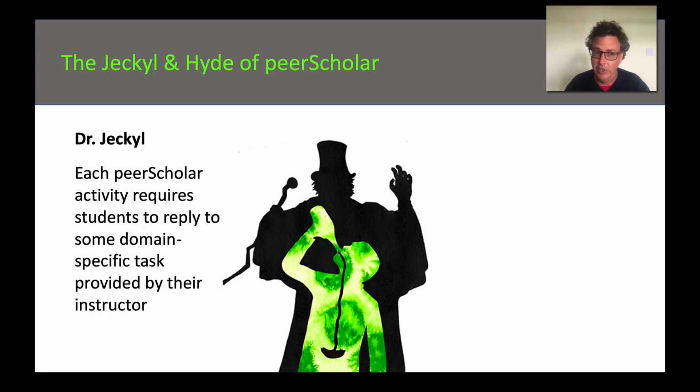So, if it's a critical analysis, this is going to change dramatically depending on whether it's a physics course or a philosophy course or a nursing course or whatever, right? Students are going to be asked to do very different things. And so a lot of variability in this aspect of the peerScholar task. But once they do that, so you can kind of associate Dr. Jekyll with phase 1 of peerScholar, the create phase, right?